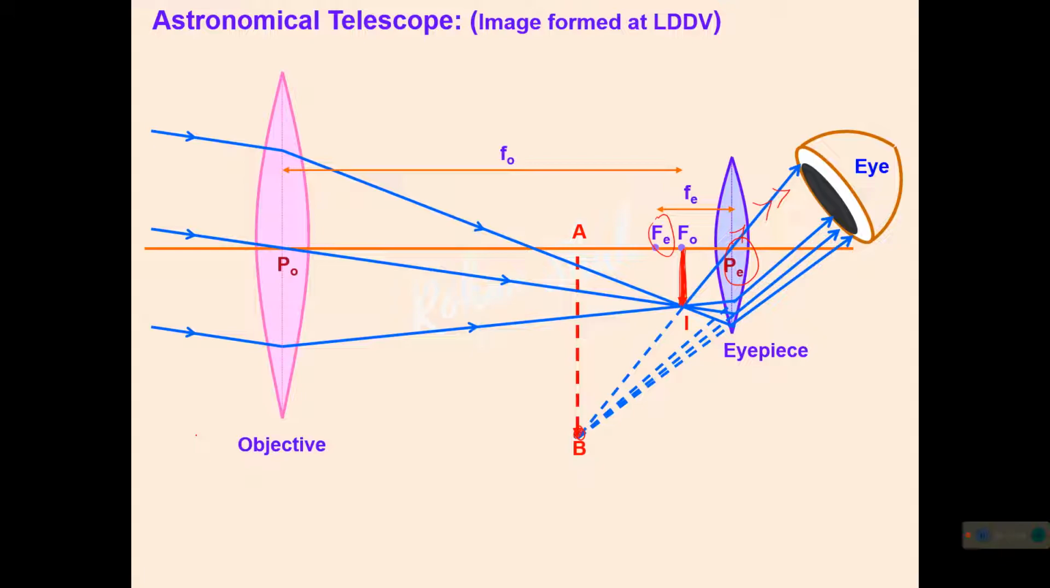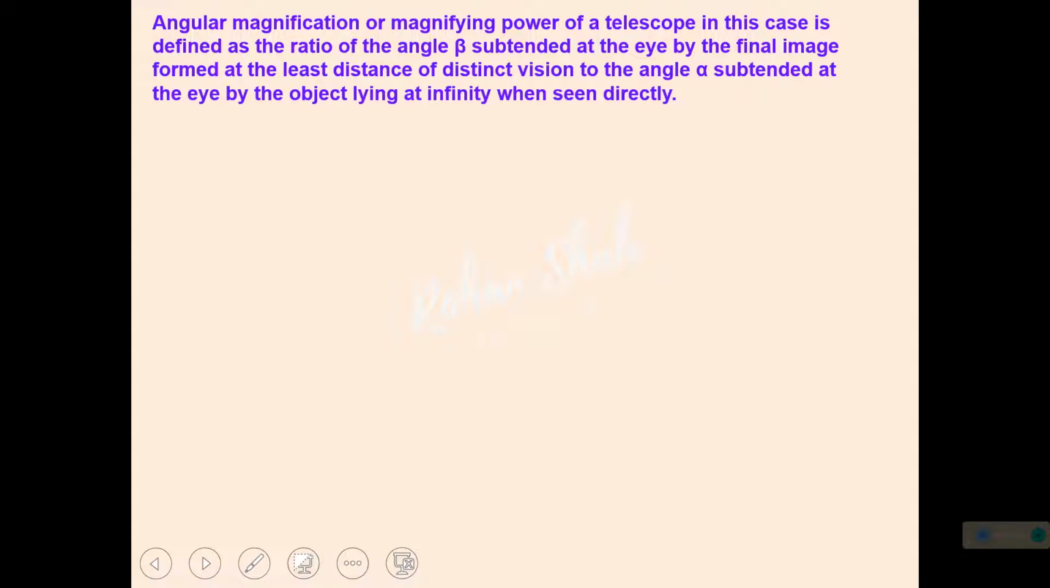Now this is the final image AB, right. Okay, great. So this is the distance, that is the distance of least distinct vision. Normal height should be 25 centimeter. There was alpha, there was beta, the angular magnification. You will get 1 mark for the diagram, 1 mark for the definition, and the remaining 3 marks for the derivation, right.